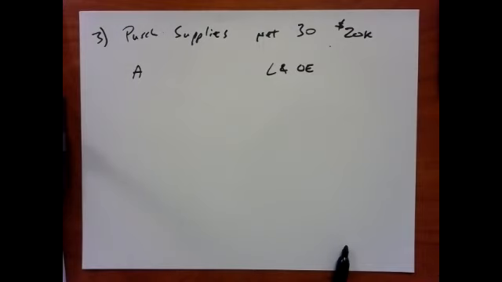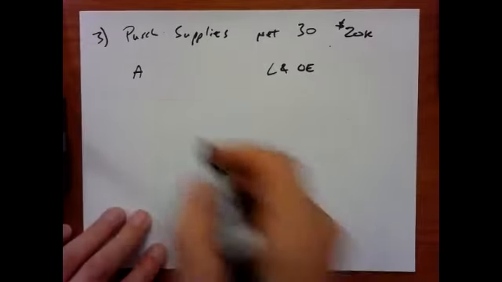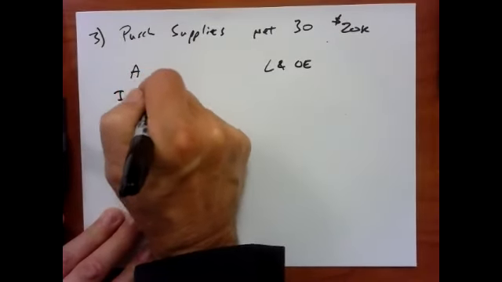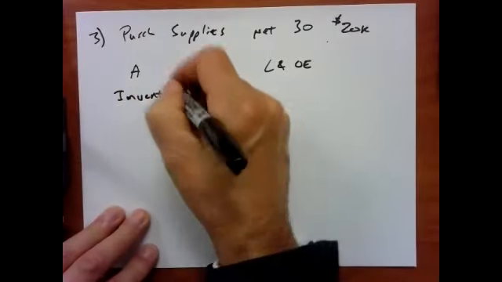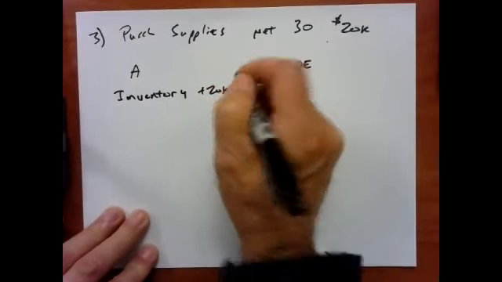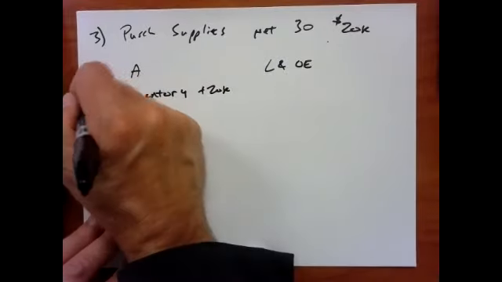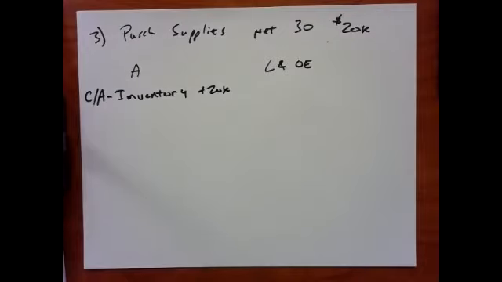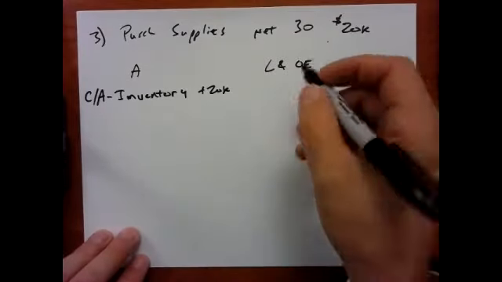PPE is a long-term asset. Short-term is the informal term for current assets. You can think of it as short-term, but the proper terminology is current assets. So it's a current asset and it's inventory, or supplies. If you said inventory, plus 20K on the asset side, I'd like you to be able to identify it's a current asset, inventory. I'd like to see something like that.